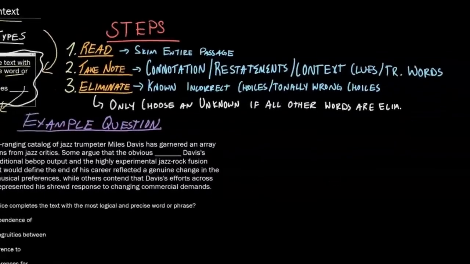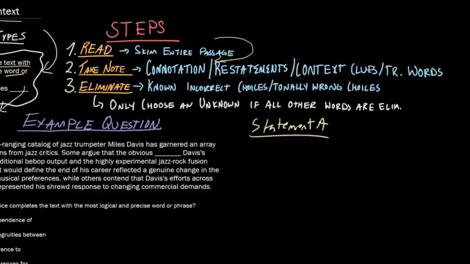The first thing we're going to do is skim the entire passage. You want to skim the entire passage so you can get a general idea of the connotation of the passage. So what kind of tone are we striking here? Are we informational? Are we happy? Are we joyful? Are we gloomy, etc.? Then you're going to look at restatements. Now what's a restatement? Sometimes the College Board will make a statement. Let's call it statement A.